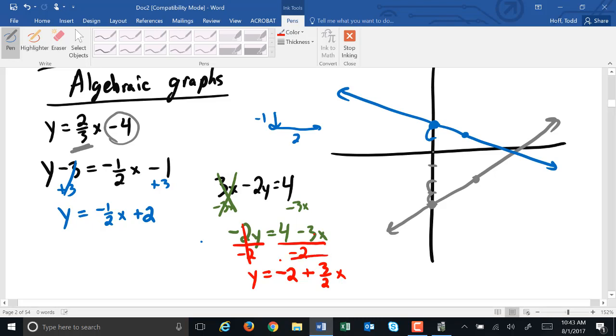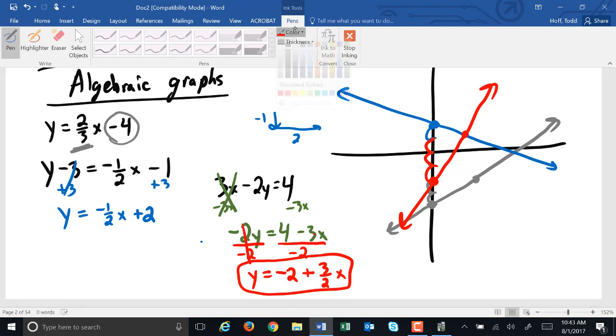So now graphing that, where do we start? At the negative 2, very good. From there, up 3, to the right 2. There we go. That is graphing, or algebraic graphs.